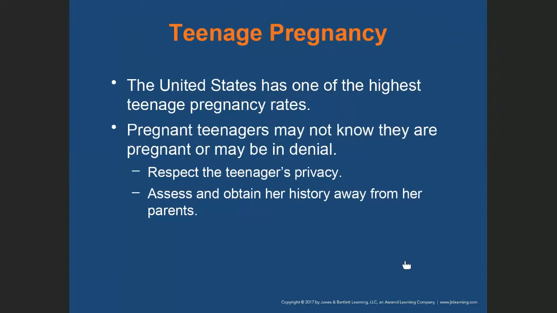Now, teenage pregnancy, which is very common in the United States, and it's also very common here in Jamaica. The United States has one of the highest teenage pregnancy rates in the world. Pregnant teenagers may not know that they are pregnant or may be in denial. Respect the teenager's privacy, assess and obtain her history away from her parents.